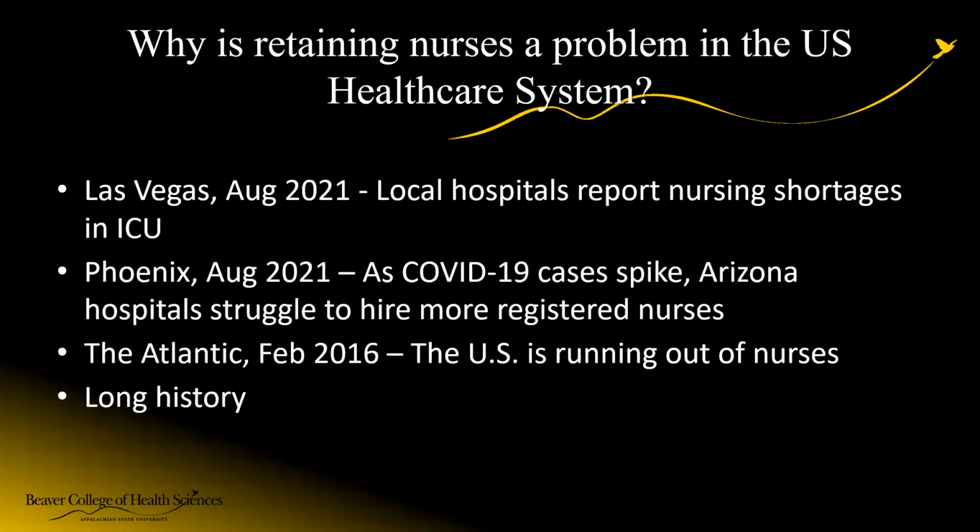2021 was a tough year for nursing. 2022 was as well, but specifically there were several pieces of news that came out in 2021 looking at nursing shortages in the ICU, specifically in the West. So looking at Las Vegas, Phoenix, Arizona, during COVID. And then when we think about the history of this, the Atlantic had a very interesting article back in 2016 about how we're running out of nurses.